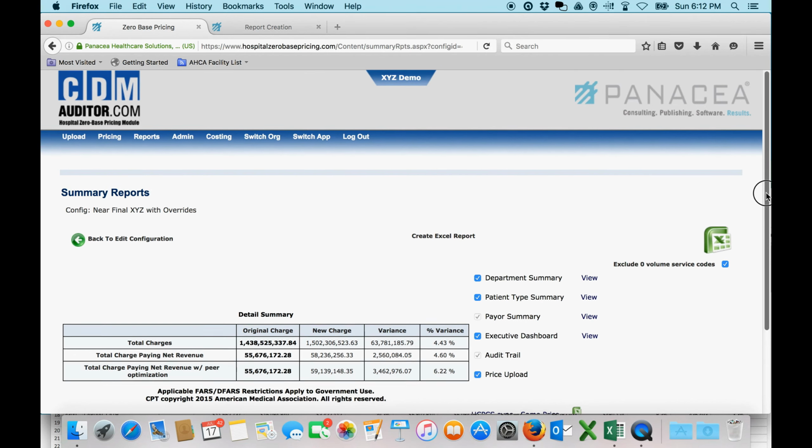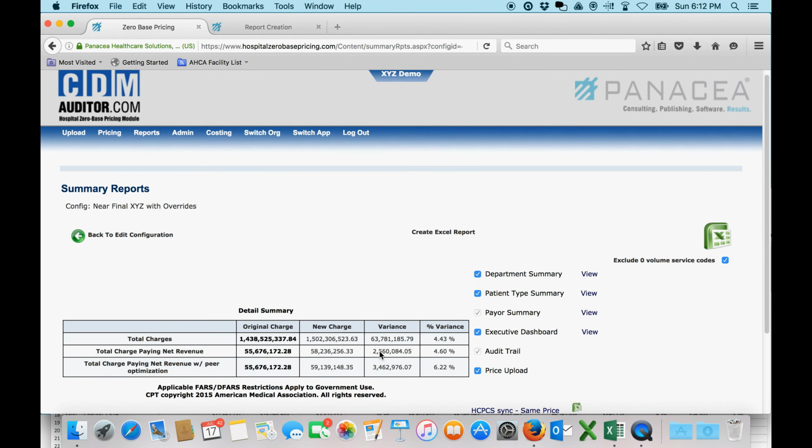Wow, that's great. We actually picked up another $1 million. So you can see here the gross revenue stayed the same. There's your $63 million increase in gross. It's slightly less than the 5% across the board that we would have otherwise implemented this year. And we actually are picking up $3.5 million of net revenue. So we're actually getting a 6.2% increase in net revenue, even though our gross revenue is going up 4.4%.